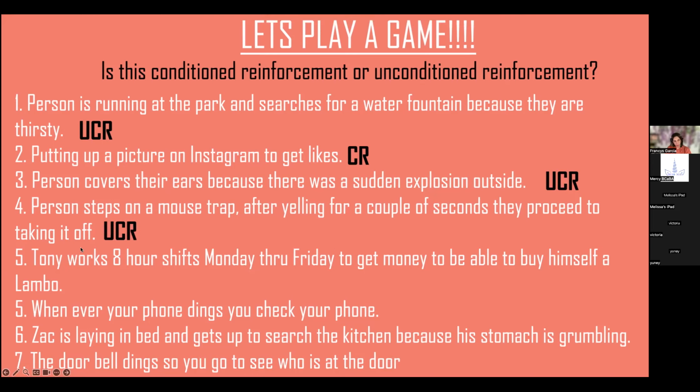Unconditioned reinforcement. Number 5, Tony works 8-hour shifts Monday through Friday to get money to be able to buy himself a Lambo. Conditioned reinforcement. Number 6, whenever your phone dings, you check your phone. Conditioned reinforcement. Number 7, Zach is lying in bed and gets up to search the kitchen because his stomach is grumbling. Unconditioned reinforcement. And the last one, the doorbell dings, so you go to see who is at the door. Also conditioned reinforcement. So I hope these examples helped you guys put it into perspective and better understand where you would see the difference between these two in an example.